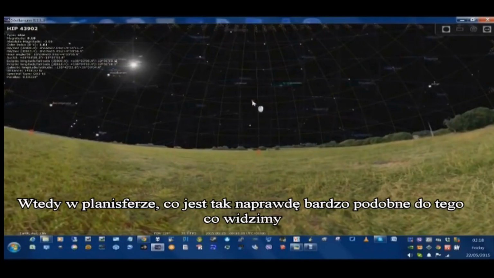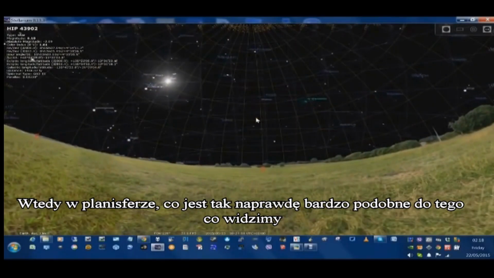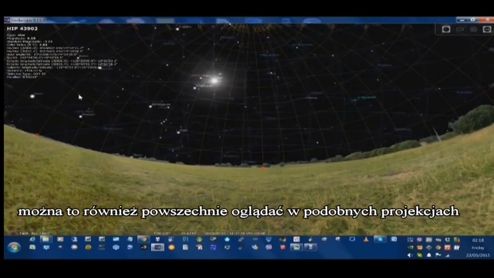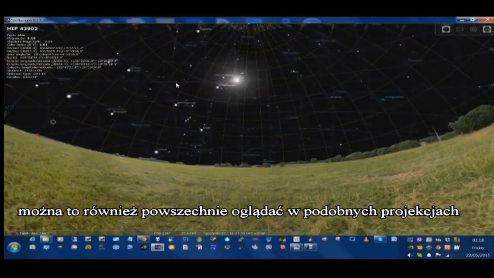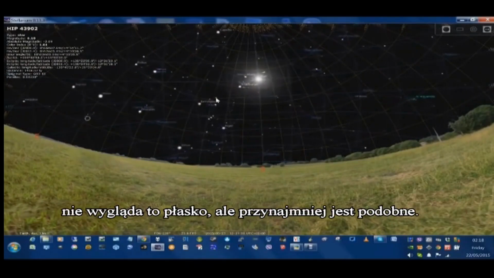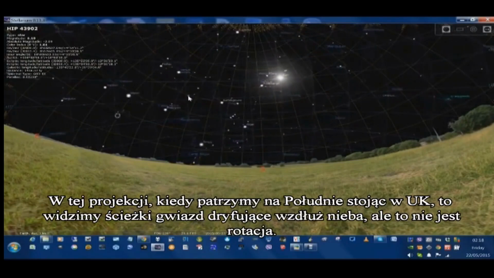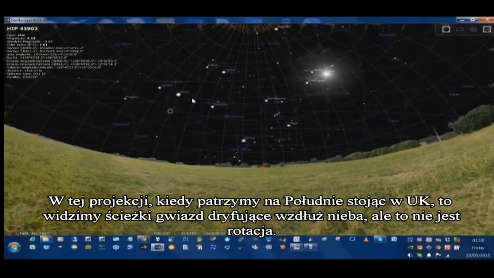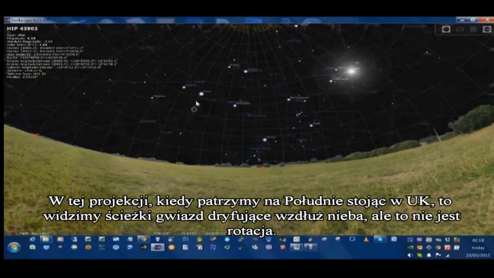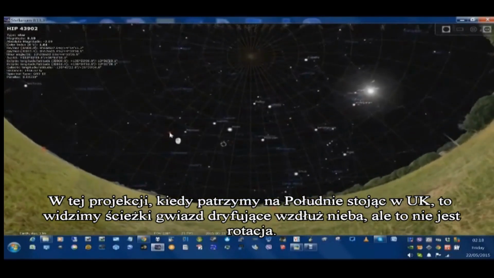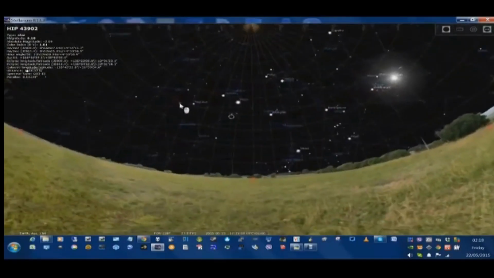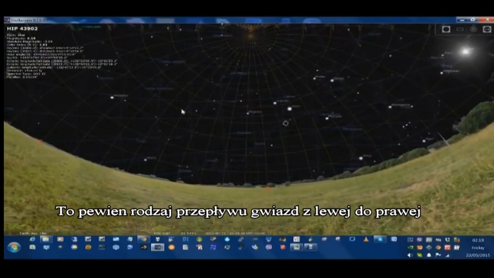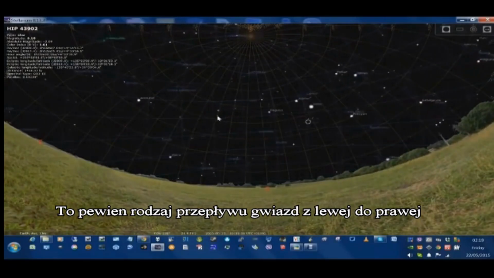then in the planisphere projection, which is very much like what you would actually see, as opposed to some of the other projections that you can commonly see, which don't reflect what you would actually see very closely. But in this projection, when we look south and we're standing in the UK, we see the stuff sort of drifting across the sky. It's not a rotation in field of view we're looking at here already.